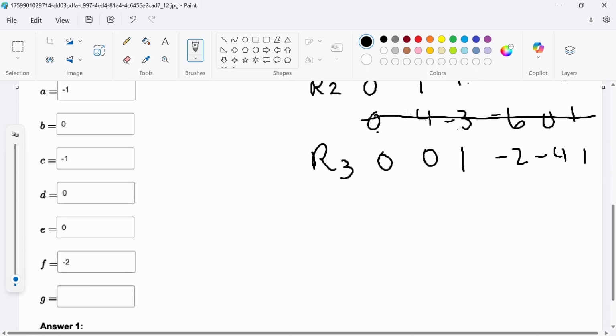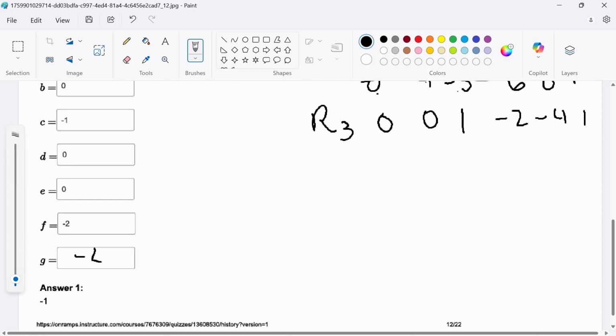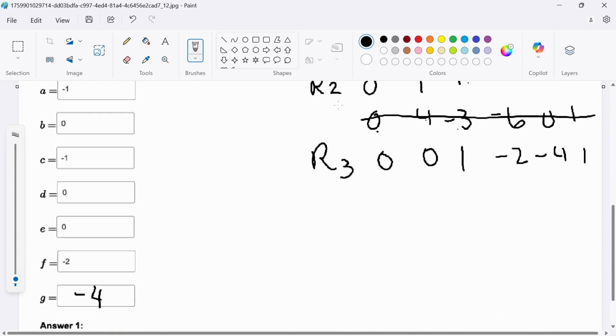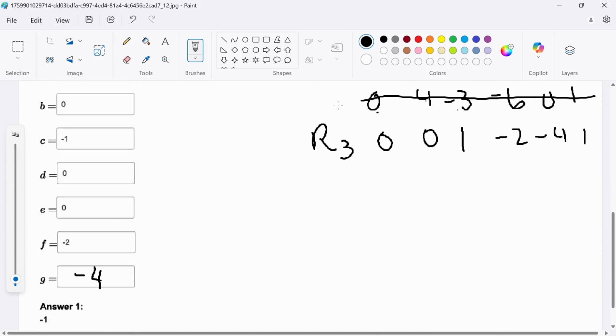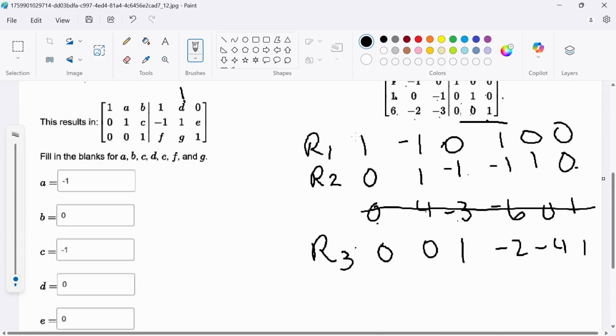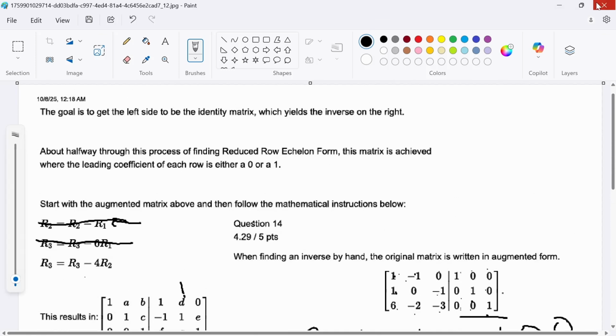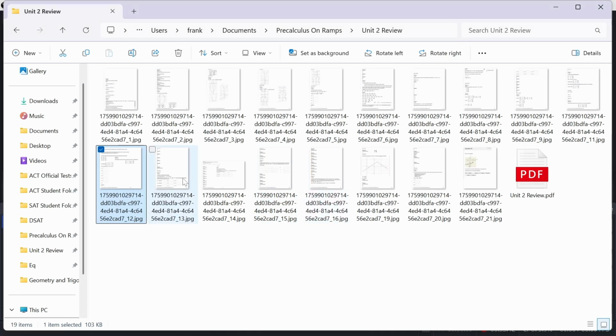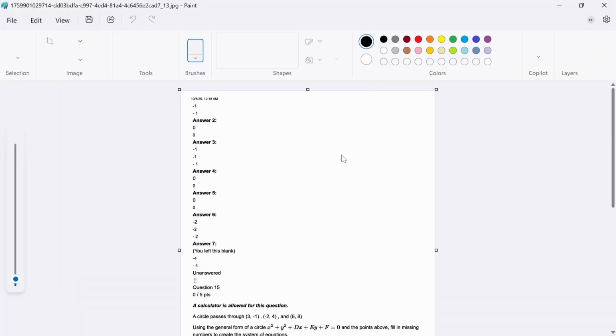And I think when this was worked, the student ran out of time doing this one. So anyway, I just finished it. But that is question number 14. So who knows? Maybe on the test, it's not going to ask you to find the inverse completely by hand. It'll just ask you for certain steps.